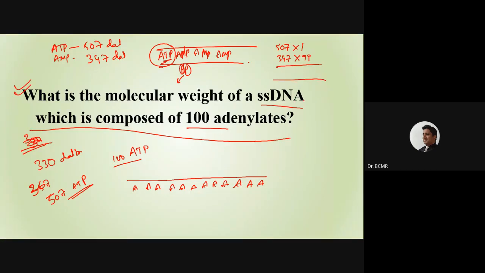In this question, the point is that you should know that beta and gamma phosphates of any of the nucleotides during polymerization are released out. They don't become part of the nucleic acid. Only the alpha phosphate will become part of the nucleic acid.